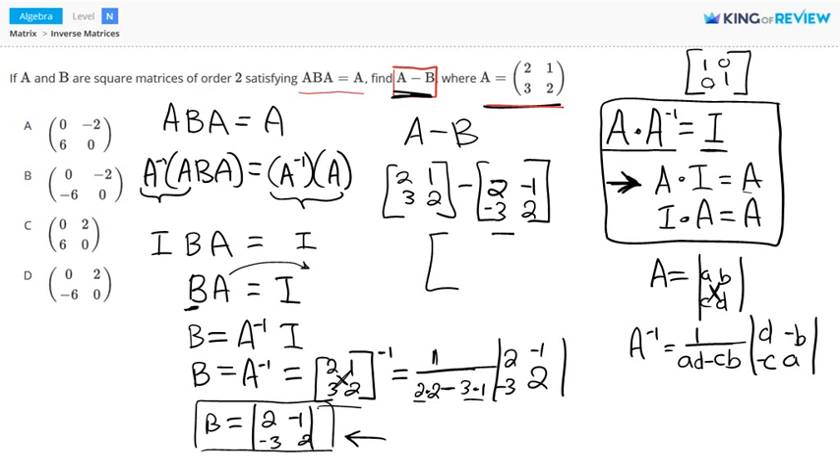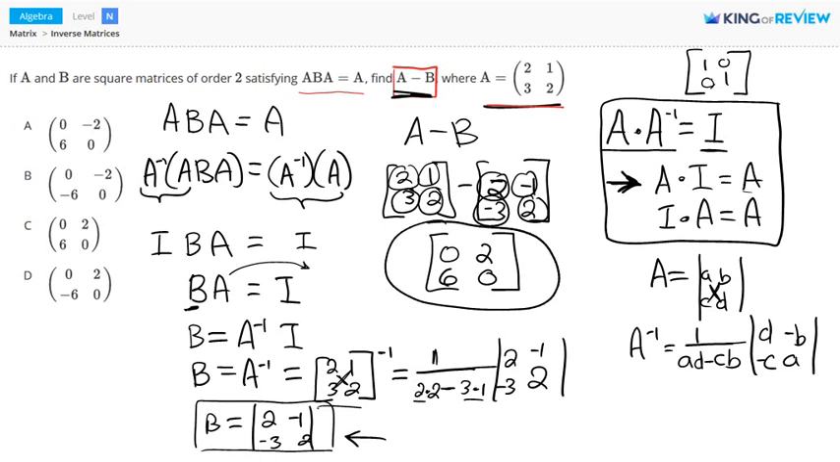So now if we subtract the corresponding entries, we have 2 minus 2, that gives us 0. 1 minus a negative 1, that gives us 2. 3 minus a negative 3, that's 6. And 2 minus 2, that gives us 0. So this is our final answer, and this is letter C.